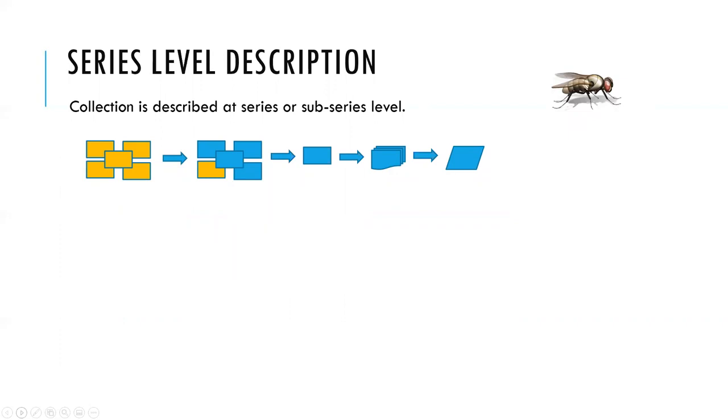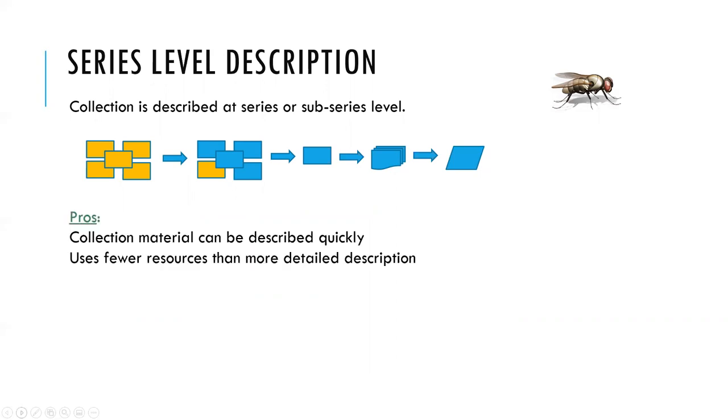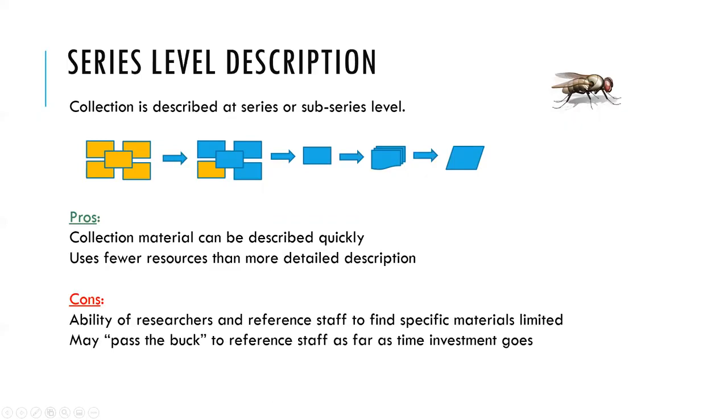Next, we'll talk about series level description. So this is when the collection is described at a series or subseries level. So it's a little bit more advanced and evolved than collection level description, but in a lot of ways it still leaves a lot to be desired. So again, some pros: it can be done fairly quickly, and it does use fewer resources than more detailed description. But again, you're kind of passing the buck off to your researchers and reference staff and making them spend more time and effort to find what they want.